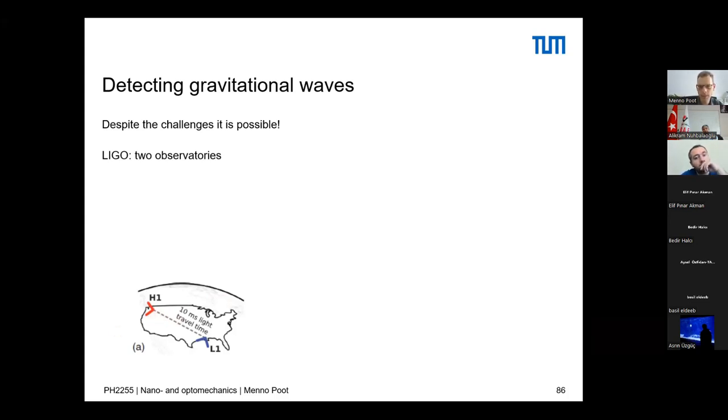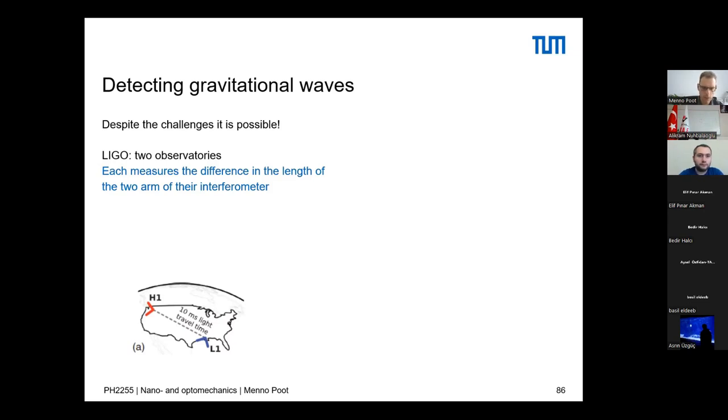In each of these observatories, the difference in length is measured in two arms of the interferometer. You can see this kind of boomerang shape, and those are two different perpendicular arms. Each of them has its own interferometer, and they can measure the difference in length. That's exactly what you need, because some of the particles are contracting and other ones are moving further away. So you need two arms to measure this.